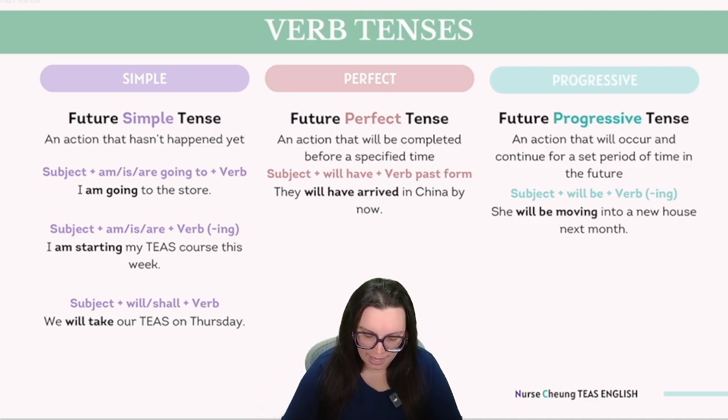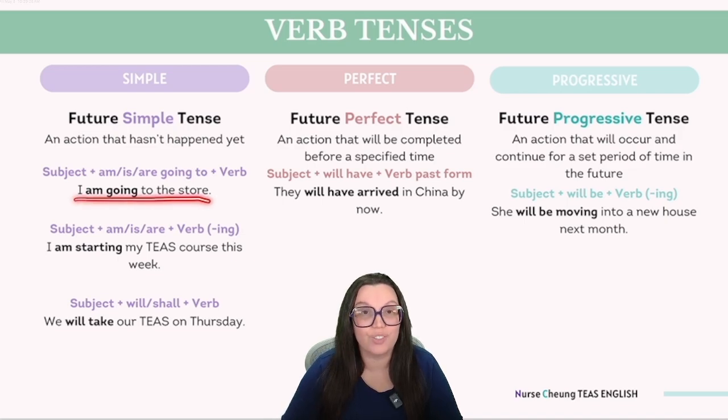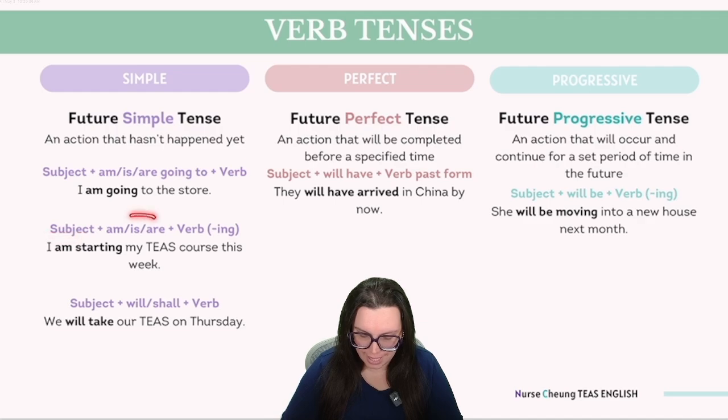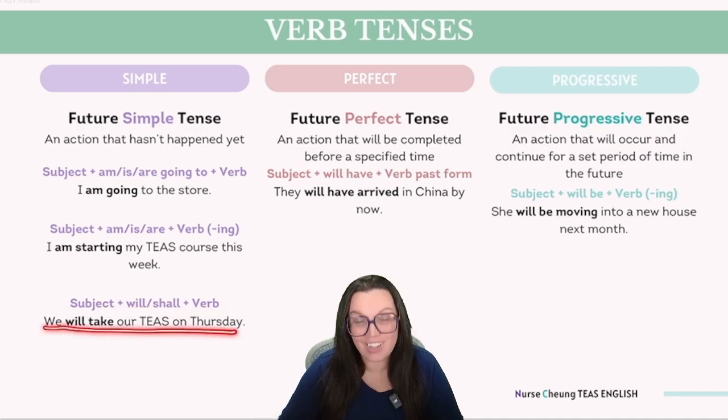With structure one, we have the subject plus am, is, are, going to, plus our verb. So an example of this could be, I am going to the store. Structure two's format is the subject plus am, is, or are, plus the verb ending in ing. This example could be, I am starting my TEAS course this week. And then our last structure is the subject plus will or shall and the verb. We will take our TEAS on Thursday.